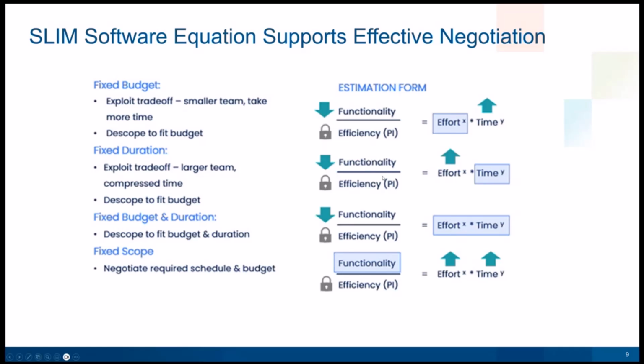And then if scope is what's fixed, so we've defined what our minimum viable product is, and the customer won't accept anything less than that, then the only thing we can really do, again, is negotiate a reasonable amount of time and a reasonable staffing and effort to get that job done. So the nice thing here is this simple little equation lets us explore a number of different alternatives based on the situations that we're likely to find ourselves in the future.